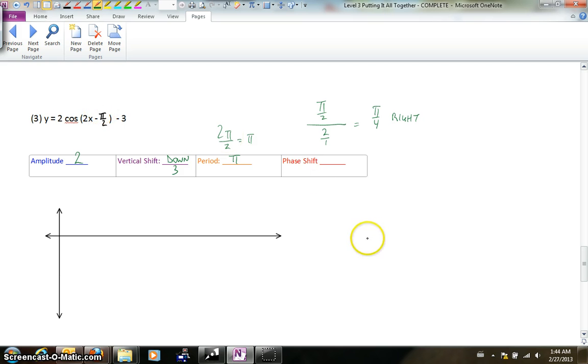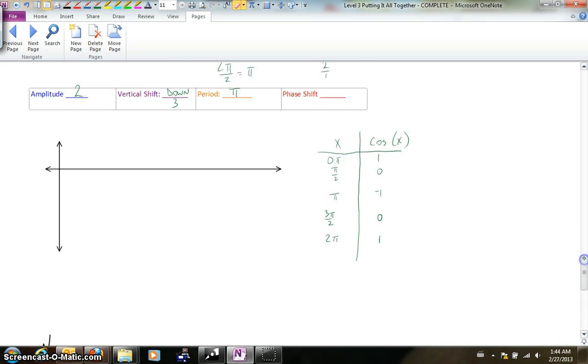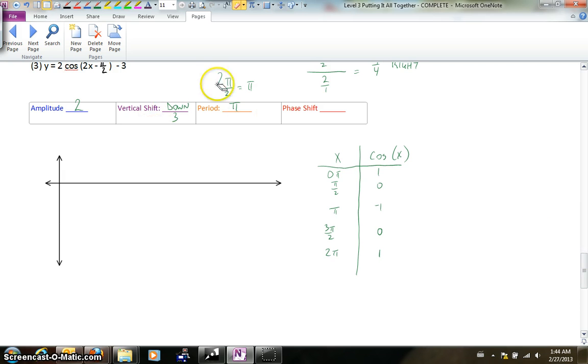So let's start, it's a cosine graph, so let's start with our cosine points. Here are our cosine points. Let's go ahead and take care of our amplitude and vertical shift really quickly. So our amplitude of 2 will double all of our y's. So 2, negative 2, and 2. Move everything down 3. So that becomes negative 1, negative 3, negative 5, negative 3, negative 1. So we've got our vertical shift and our amplitude taken care of.